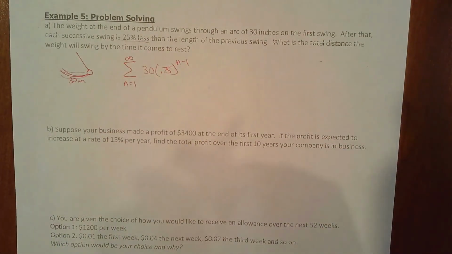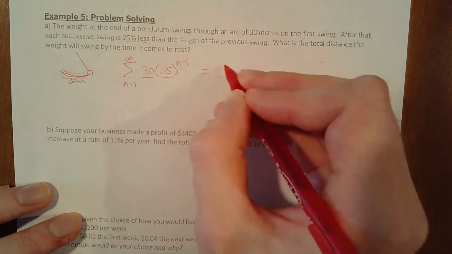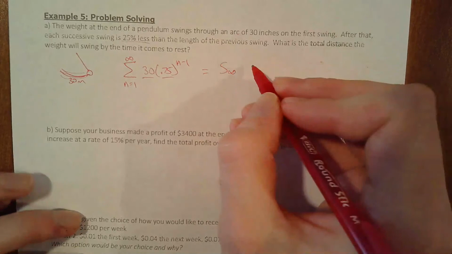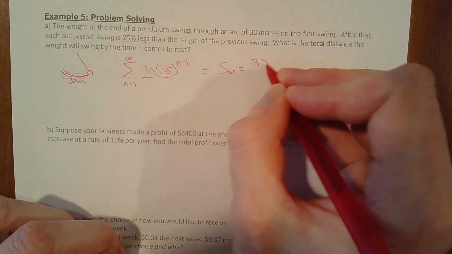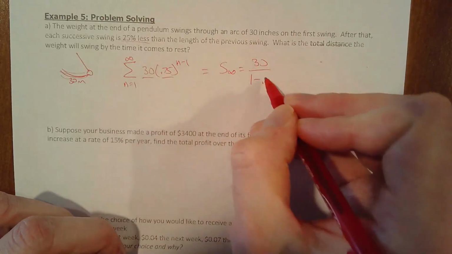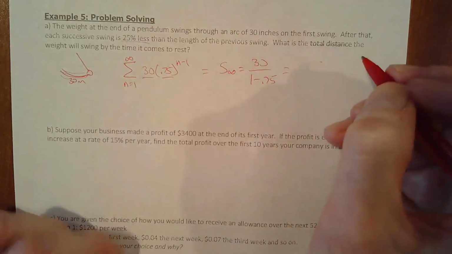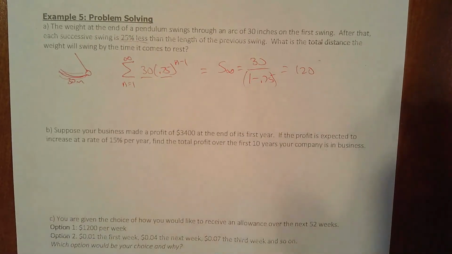Okay, so there's my summation notation. A sub 1 and r is all I really need. So the sum of these infinite swings is going to equal 30 divided by 1 minus the common ratio, 0.75. Put that in parentheses, put it in the calculator, and it's 120. So it's 120 total inches that pendulum will travel.